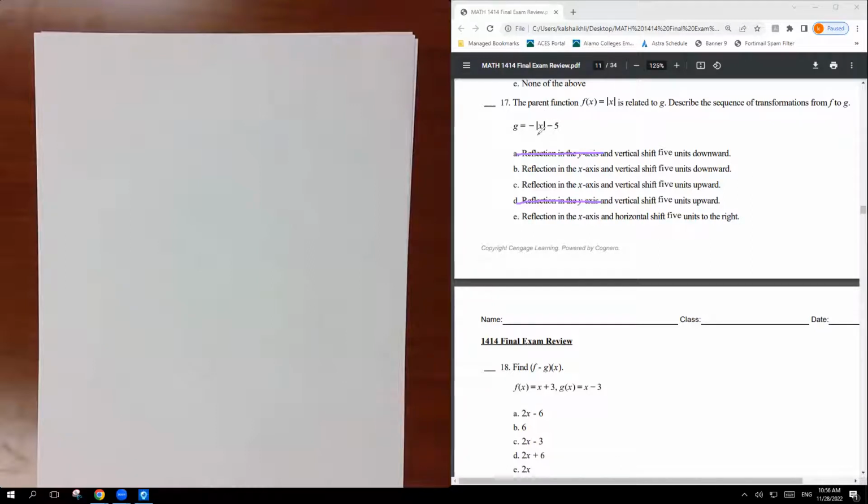Then here's the basic function. Minus 5 means it's shifted down. So vertical shift 5 units down. We're not going to choose this one, and we're not going to choose this one. So reflect over the x-axis and vertical shift 5 units downward. So this is the right one. Let's check the other option. This is up, so this is wrong. And reflect over the x-axis, horizontal shift 5, so this is wrong. So B is going to be the right option for this function.